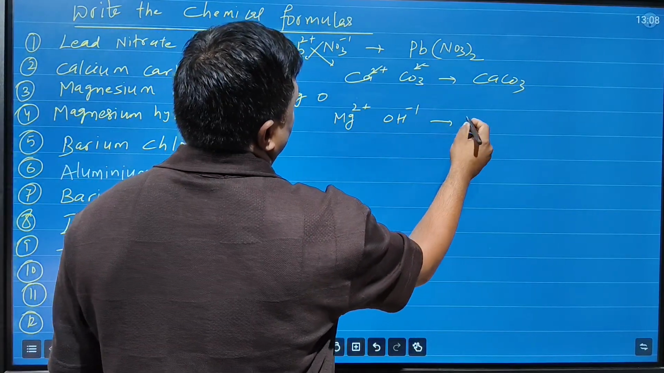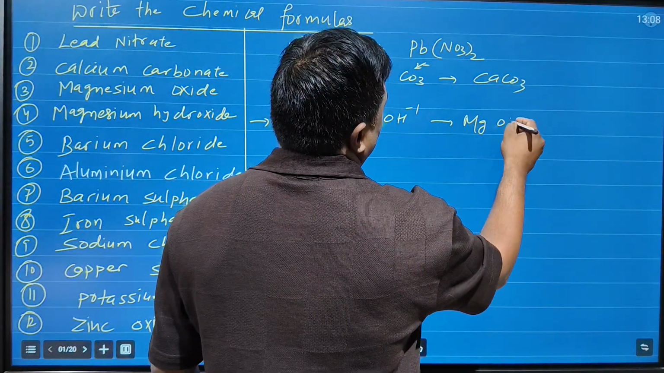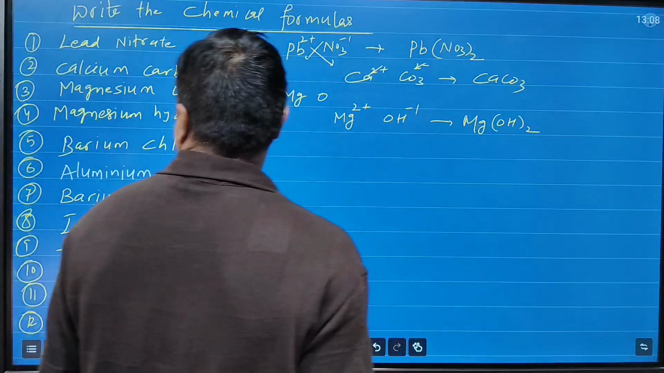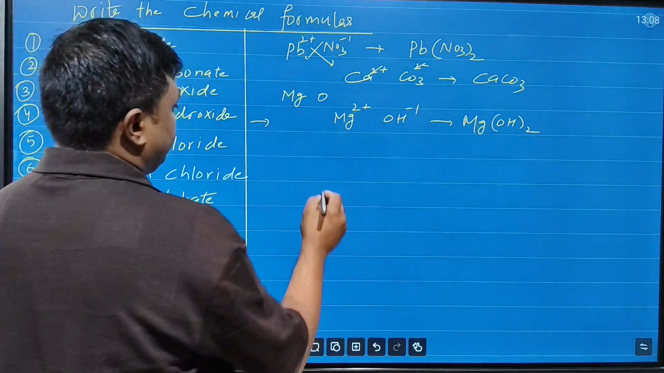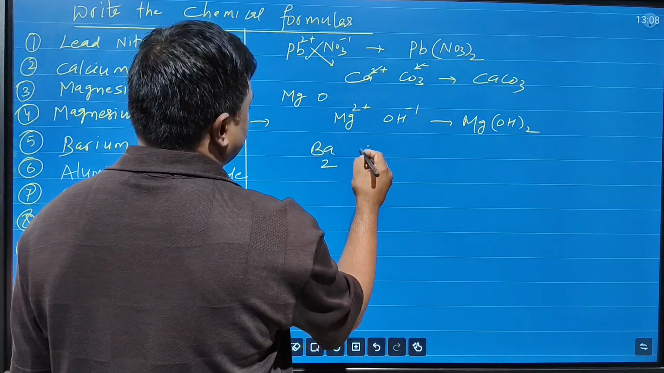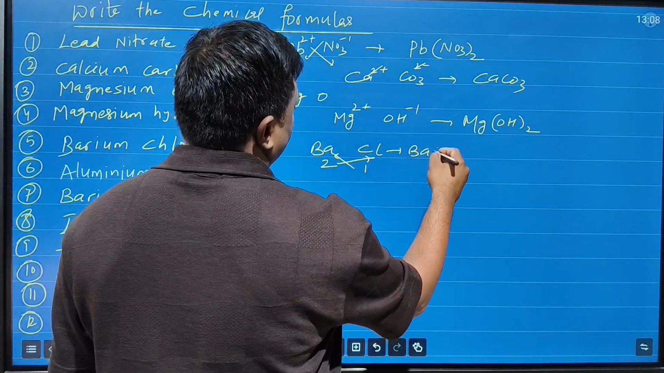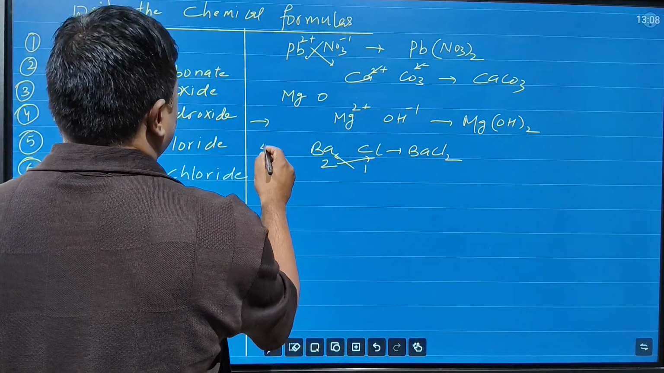OH minus 1. So we are going to write a 2 will move here, right? 1 will come here. So Mg(OH)2. Now barium chloride. So barium is what? Ba. Okay, valency is actually 2. Chloride is what? Cl. Valency is 1. Yes or no? So this is what? BaCl2. Barium chloride. This is fifth one.